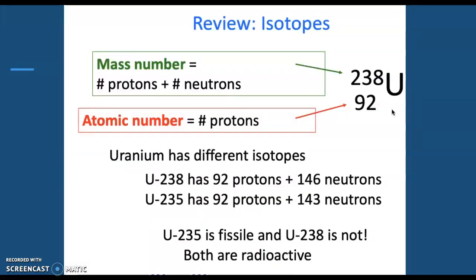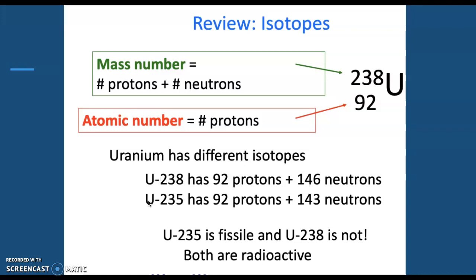As just a review, this is how you write an isotope. The number on top is the mass number, which is the number of protons added to the number of neutrons. And the number on the bottom, or the subscript, is the number of protons. Just as a note, the top number is the superscript and the bottom number is a subscript. The U is the symbol of the element, and in this case, U stands for uranium. And uranium has different isotopes. So U-238 means that the mass number is 238 and there are 92 protons. And to get the number of neutrons, you do 238 minus 92 to get 146.